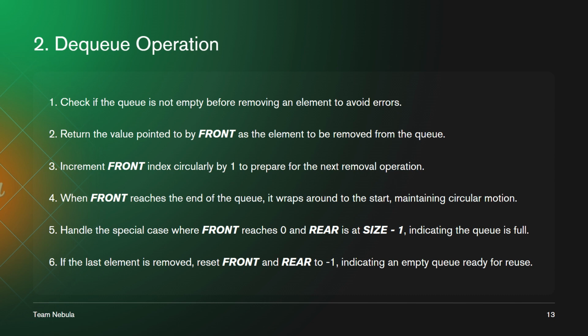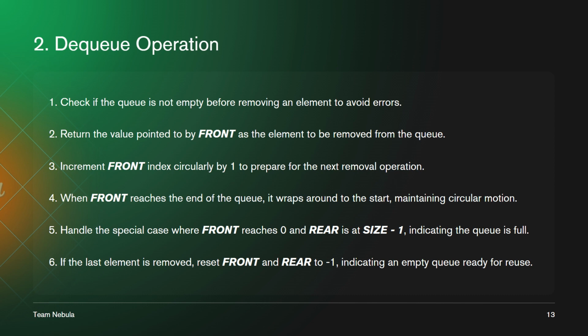But there's a special case we need to watch out for. When the front pointer is 0 and the rear pointer is equal to size minus 1, or when the front pointer is just 1 more than the rear, that means our queue is full. So we need to handle this case carefully.